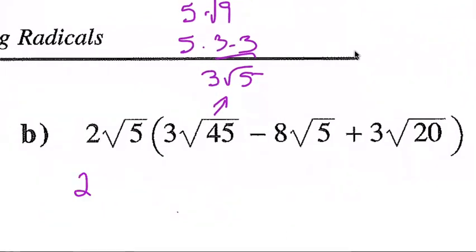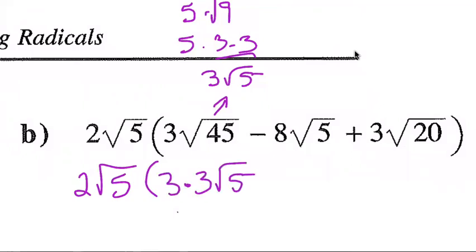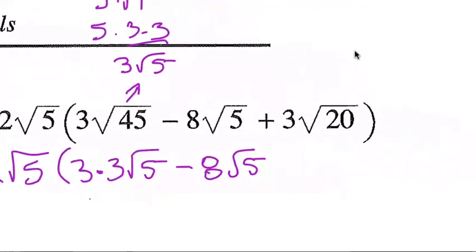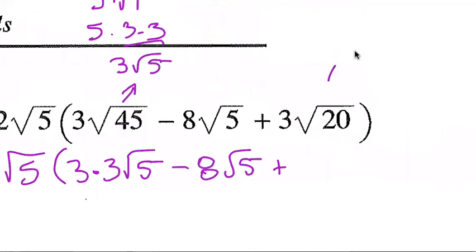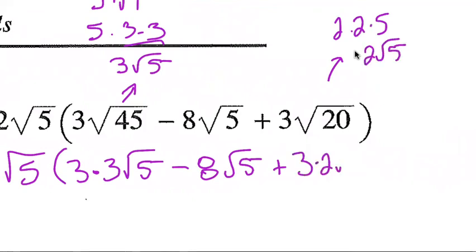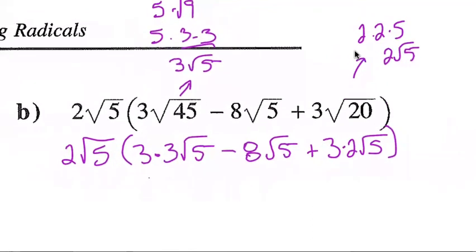And I'll do the intermediate step. 2 square root 5 times 3 times 3 square root 5, right? Minus 8 square root 5 plus, well, square root 20 is 2 times 2 times 5. So that's 2 square root 5. So that's going to be 3 times 2 square root 5. Ooh, look at everything on the inside of that bracket: it has the same radicand and the same index. So I can simplify all that together.